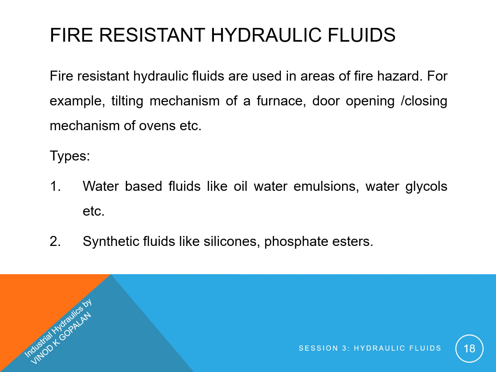Fire resistant hydraulic fluids. In areas of fire hazard, fire resistant hydraulic fluids are used. For example, tilting mechanism of a furnace, door opening or closing mechanism of ovens, etc. They can be classified as water-based fluids like oil-water emulsions, water glycols, etc., and synthetic fluids like silicones, phosphate esters, etc.